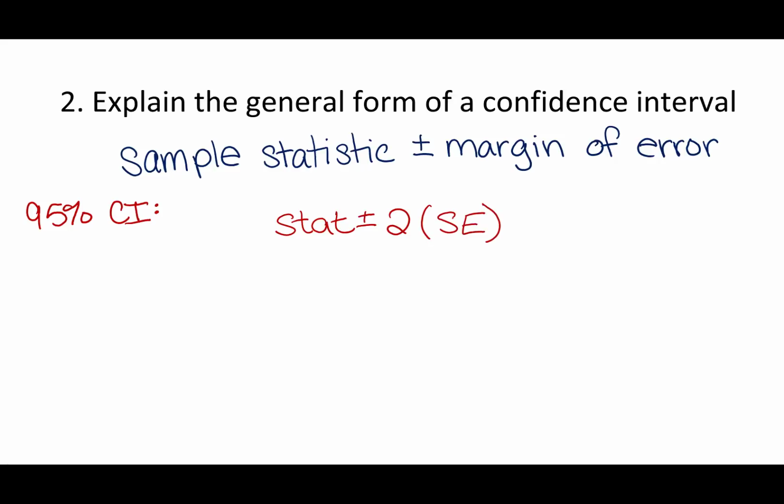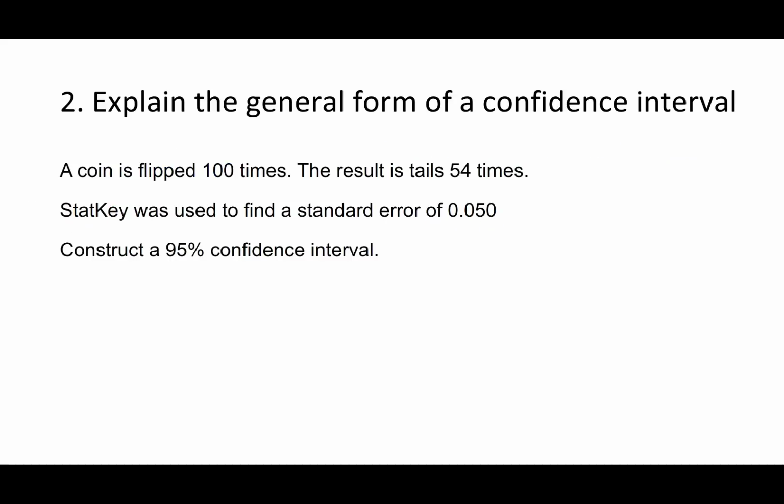Let's look at one example. A coin is flipped 100 times. The result is tails 54 times. This gives us a sample proportion, or p hat, of 54 over 100, or 0.54. StatKey was used to find a standard error of 0.050. Construct a 95% confidence interval.